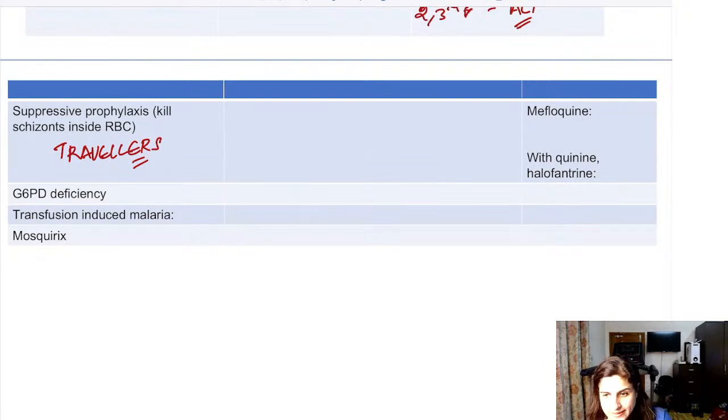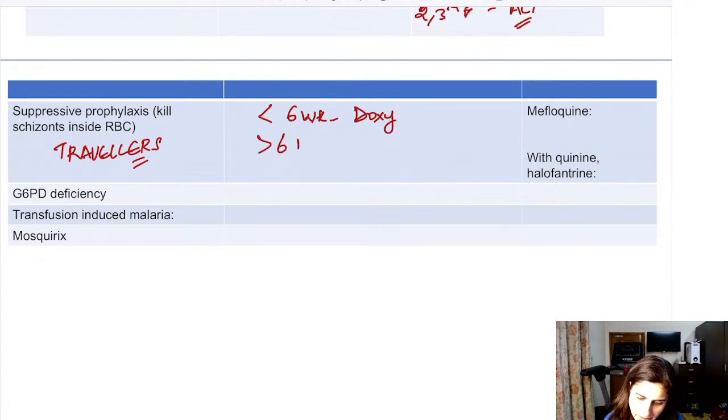Suppressive prophylaxis. Yes, so if it is a less than 6 weeks stay, then you give doxycycline. Yes, more than 6 weeks, then you give mefloquine.